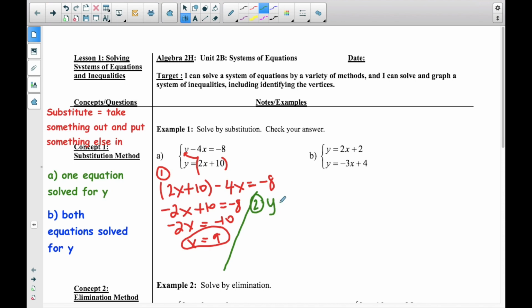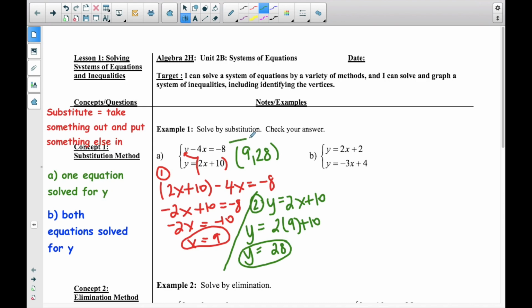The reason I'm choosing that bottom one is because it's already solved for y. And so when I work it out, I already have my answer, and that's just going to make it easier. So this is going to give me y equals 28. And so my final answer here is 9, 28. And let's think about what that means. What that means is if you graphed these 2 lines, they would intersect at the point 9, 28.